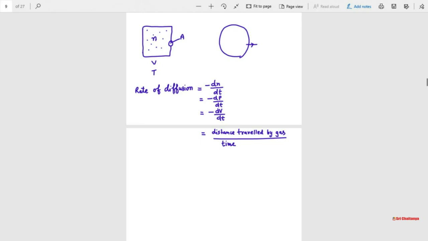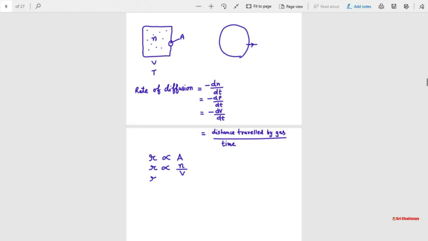So the first factor, if I'm representing this rate of diffusion by R, I can say rate of diffusion is directly proportional to the area of cross section of the hole. If the area is more, more gas will go outside. Also, if the container has more number of moles of the gas, meaning the number of moles per unit volume of the gas is more, the rate of diffusion will be more, right? If more gas particles are there, their chances to go outside will be more.